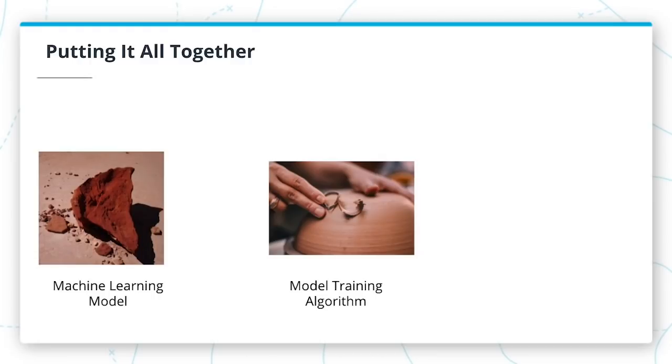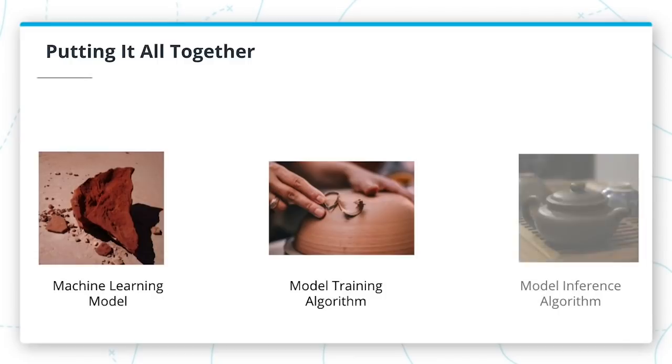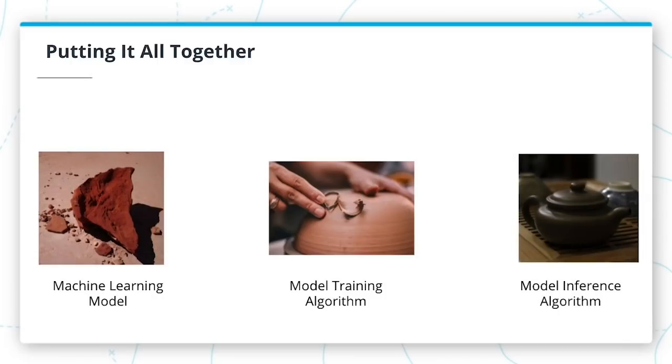Similarly, the model training algorithm gently nudges parameters to make the model capable of solving the problem. Finally, you can enjoy your teapot and put it to work. This represents model inference. You use your model to solve the problem.